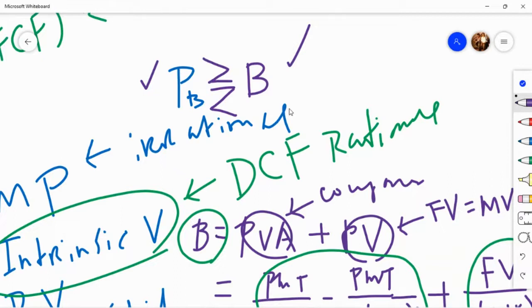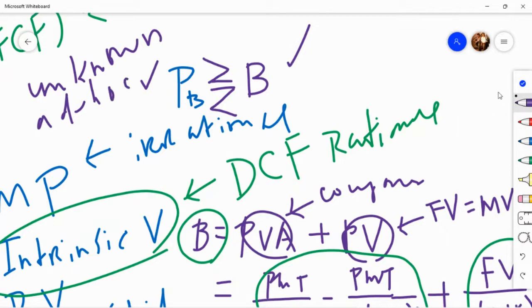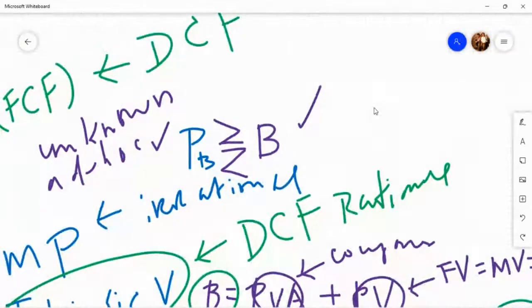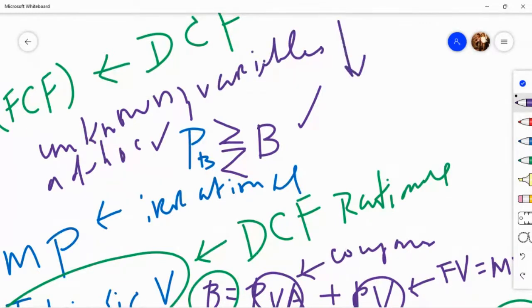the price abnormality, or the price deviating from the intrinsic value, is rare. Why? Because there is very little ad hoc factor. In other words, there is very little unknown variable. In the case of bonds, unknown variables or ad hoc factors are very little, very low. So most of the time, market price would be well aligned with the intrinsic value.